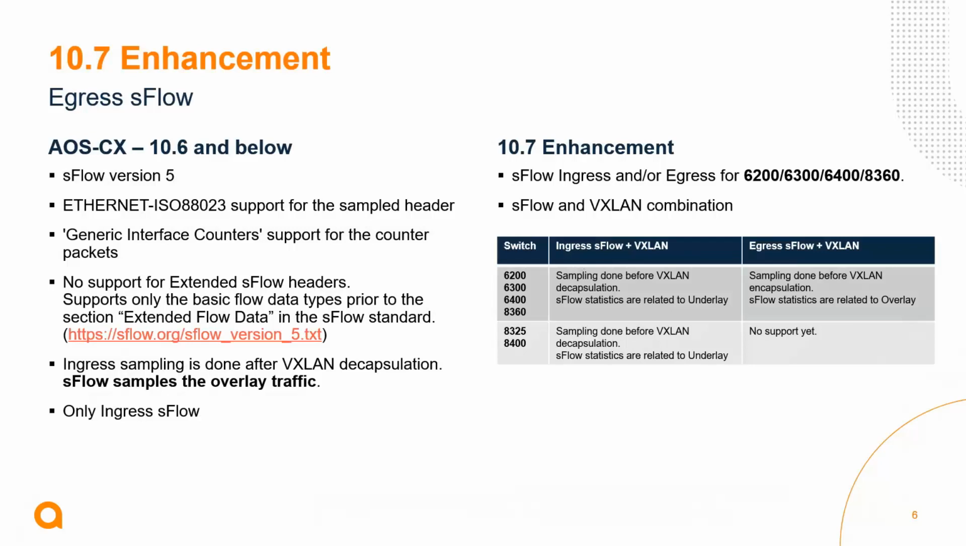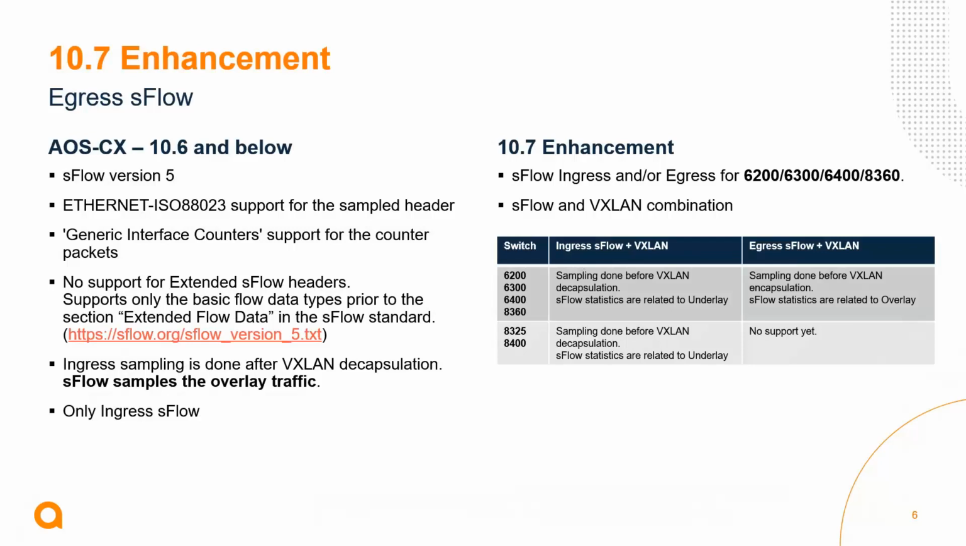So you have here a link to the standard. Anything that is prior to the extended flow data in that standard is supported. Anything below is not supported. As a matter of fact, you will see that, for instance, the VLAN-ID is information that we do not have for S-Flow export data out of CX.